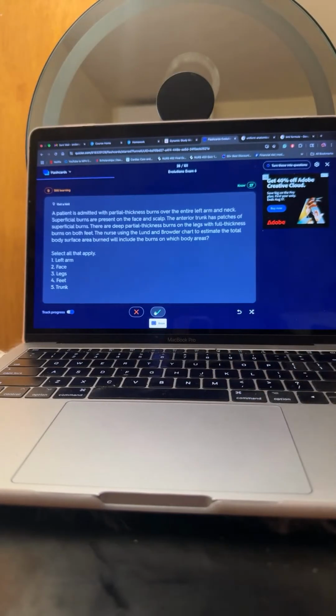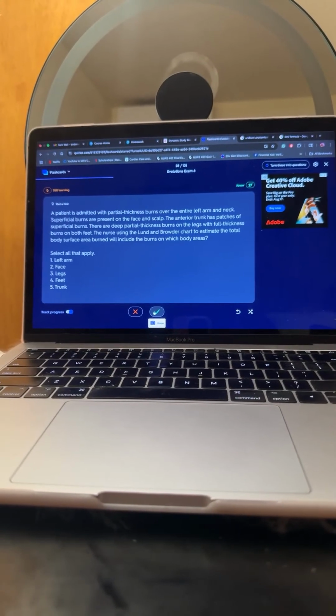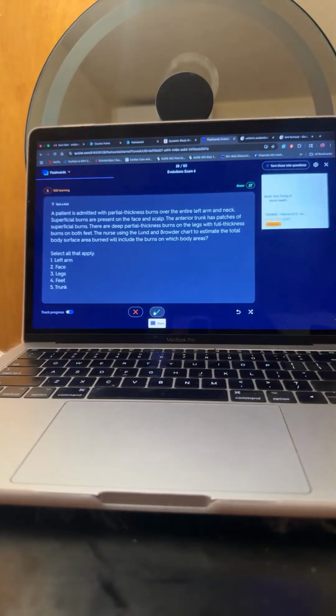Perfect. A patient is admitted with partial thickness burns over the entire left arm and neck. Superficial burns are present on the face and scalp. The anterior trunk has patches of superficial burns. There are deep partial thickness burns on the legs with full thickness burns on both feet. The nurse using the Lund and Browder chart to estimate the total burn surface will include the burns on which part? Okay, the left arm, what kind of burn was on the left arm?